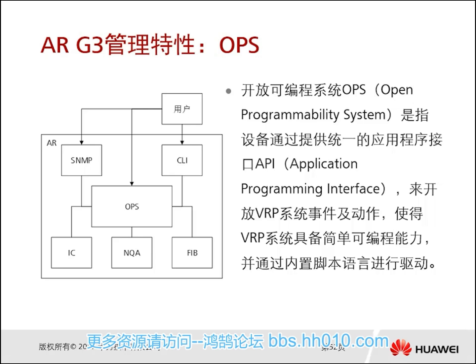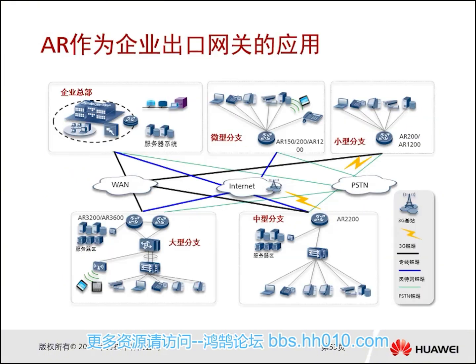Actually, I mentioned AR right from the beginning. What is it as an application of an enterprise egress gateway? In other words, the enterprise connects to the external network, and it serves as an entrance and exit for external network traffic. Its cost performance is relatively high. As just mentioned, its reliability and performance are very good, and it's easy to deploy. It is very convenient whether you are the headquarters of an enterprise, a micro branch, small branch, medium branch, or large branch. The AR router can solve the issue of the exit gateway.